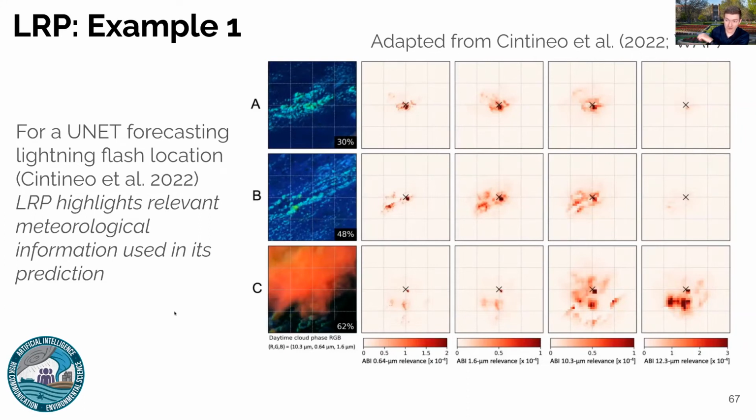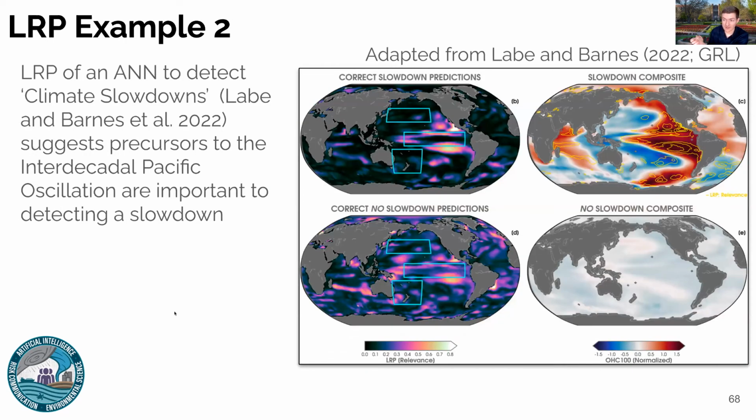in WAF this year. So if we switch, I know not everyone's a weather weenie and loves lightning like we've been talking about lightning so far. So hopefully this climate example is a bit more exciting to you. This is from Labe and Barnes, in 2022. It just came out in GRL. And what they were looking at were these climate slowdowns, or a change in the slope of the warming. Our climate is slowly warming if you look at the surface temperatures.